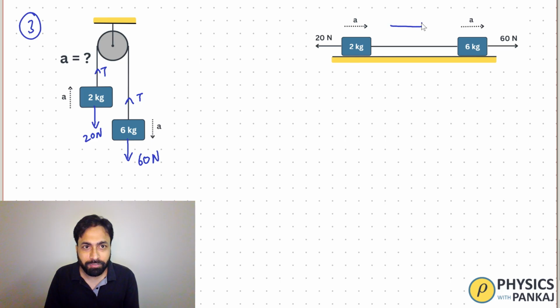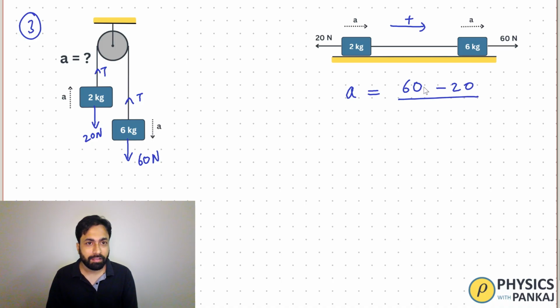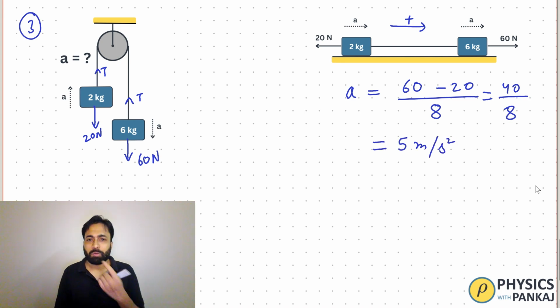Taking the rightwards positive, the acceleration A could be found by taking the net force, that is 60 minus 20, divided by the total mass of the system, that is 8 kgs. So 40 divided by 8, or 5 meters per second square again. So I hope you can now see how easy and fun this is.